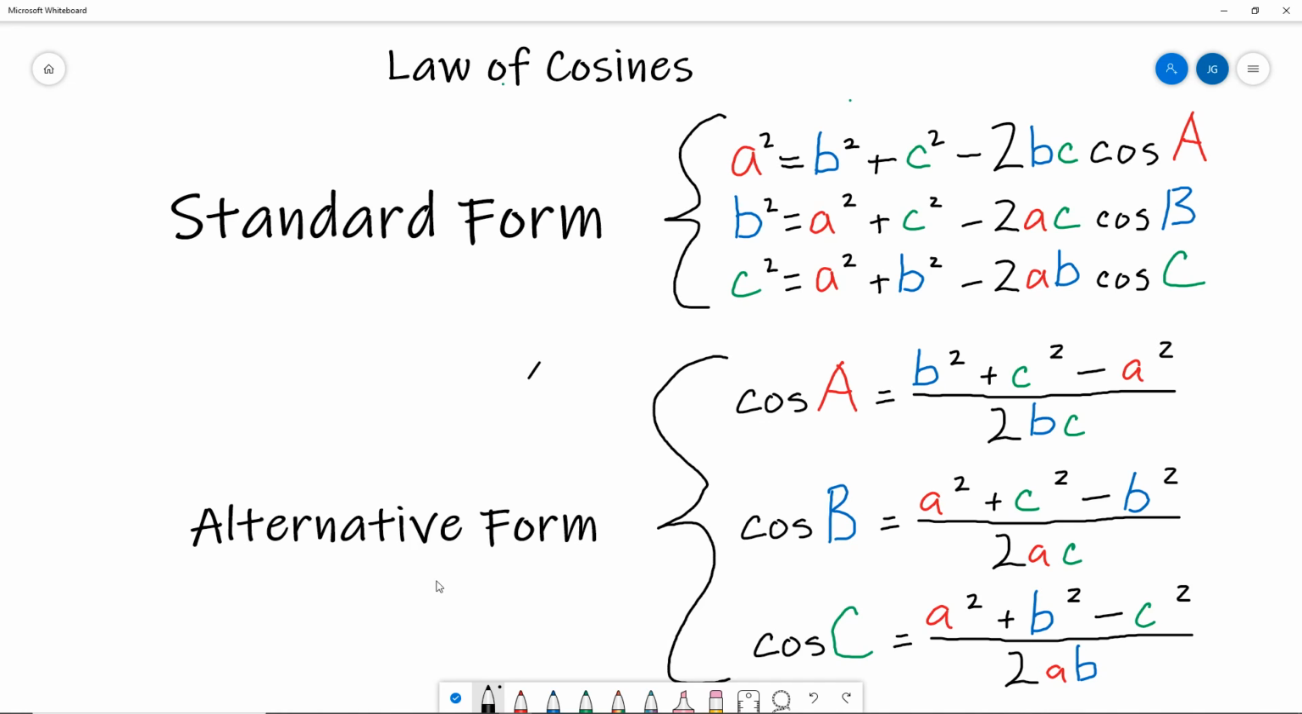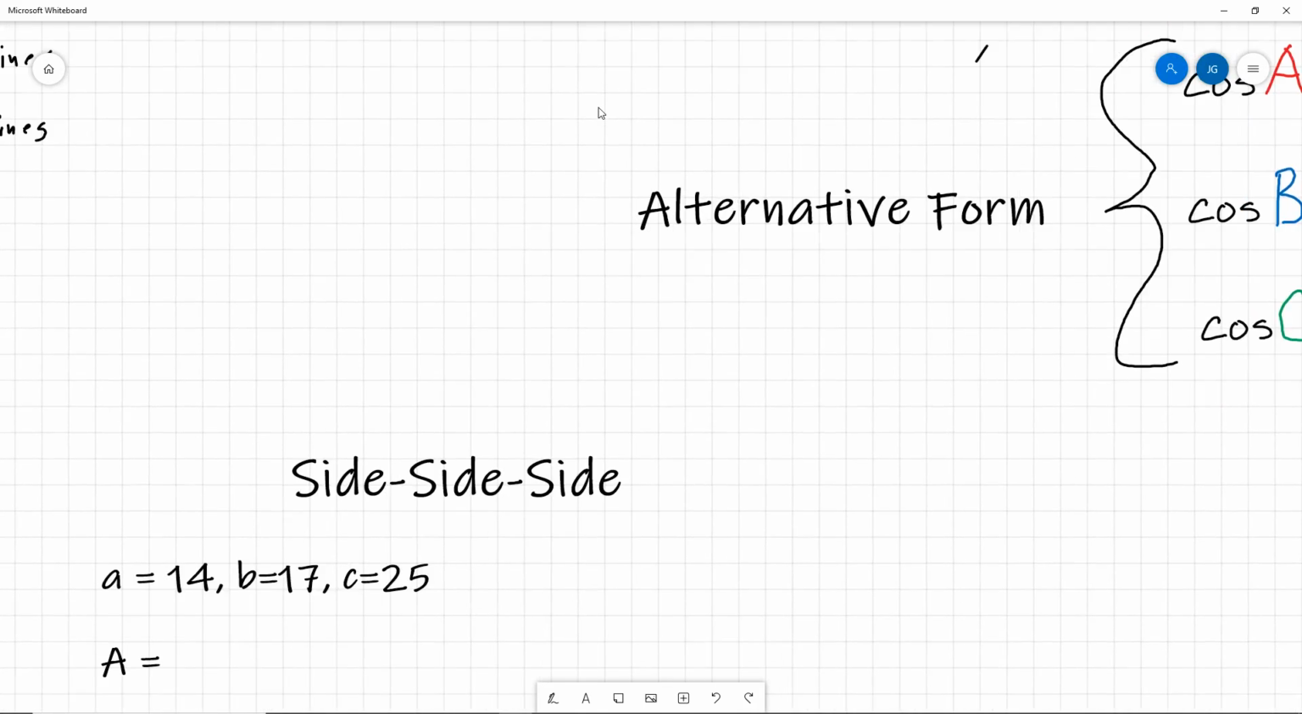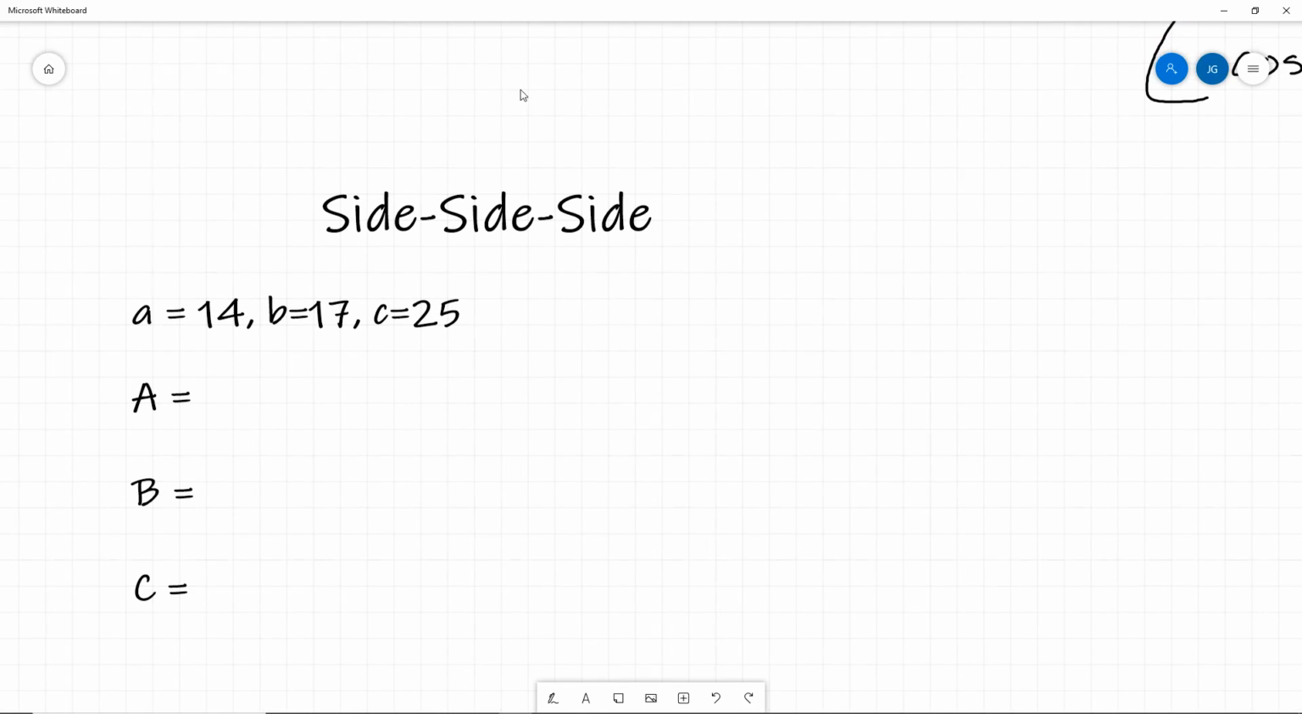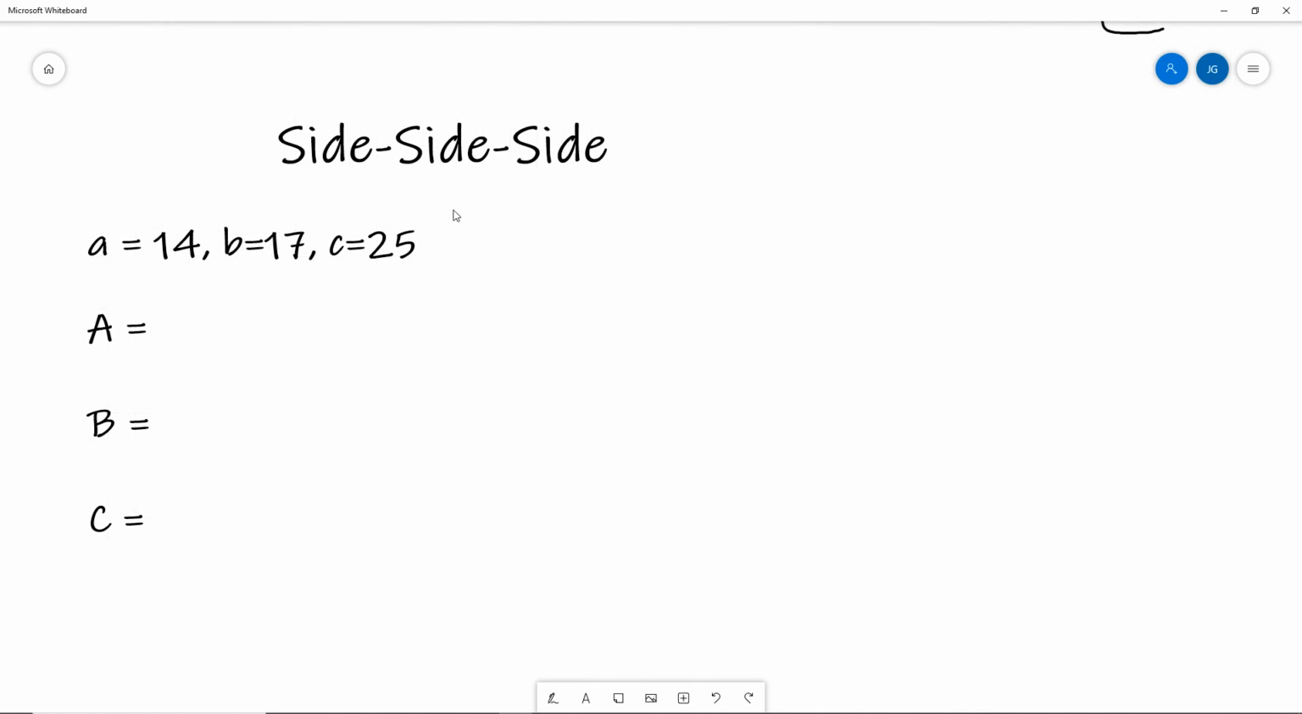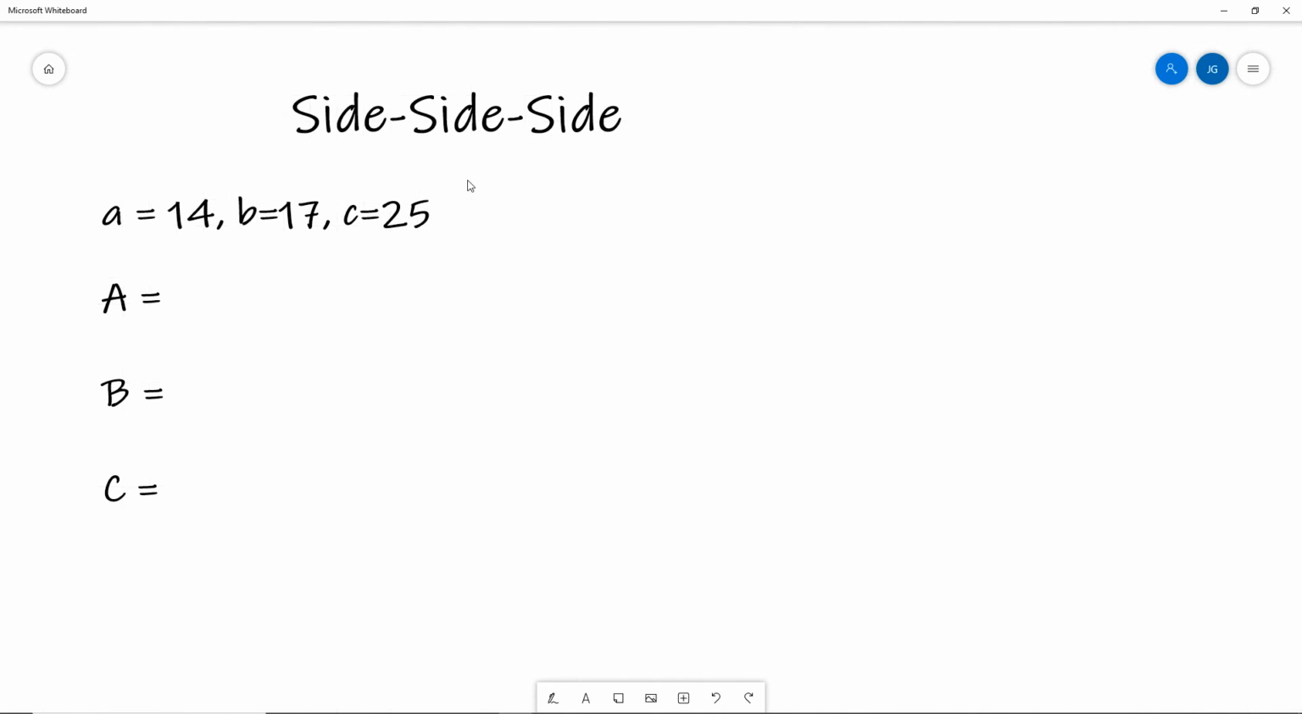So how do we go about solving triangles using the law of cosines? I am glad you asked because I have some example problems set up. So let's say we're given the three sides of a triangle. In this case, we're told that one side is 14, the other side 17, and then we have a third side, which is 25. We're asked to solve this triangle.